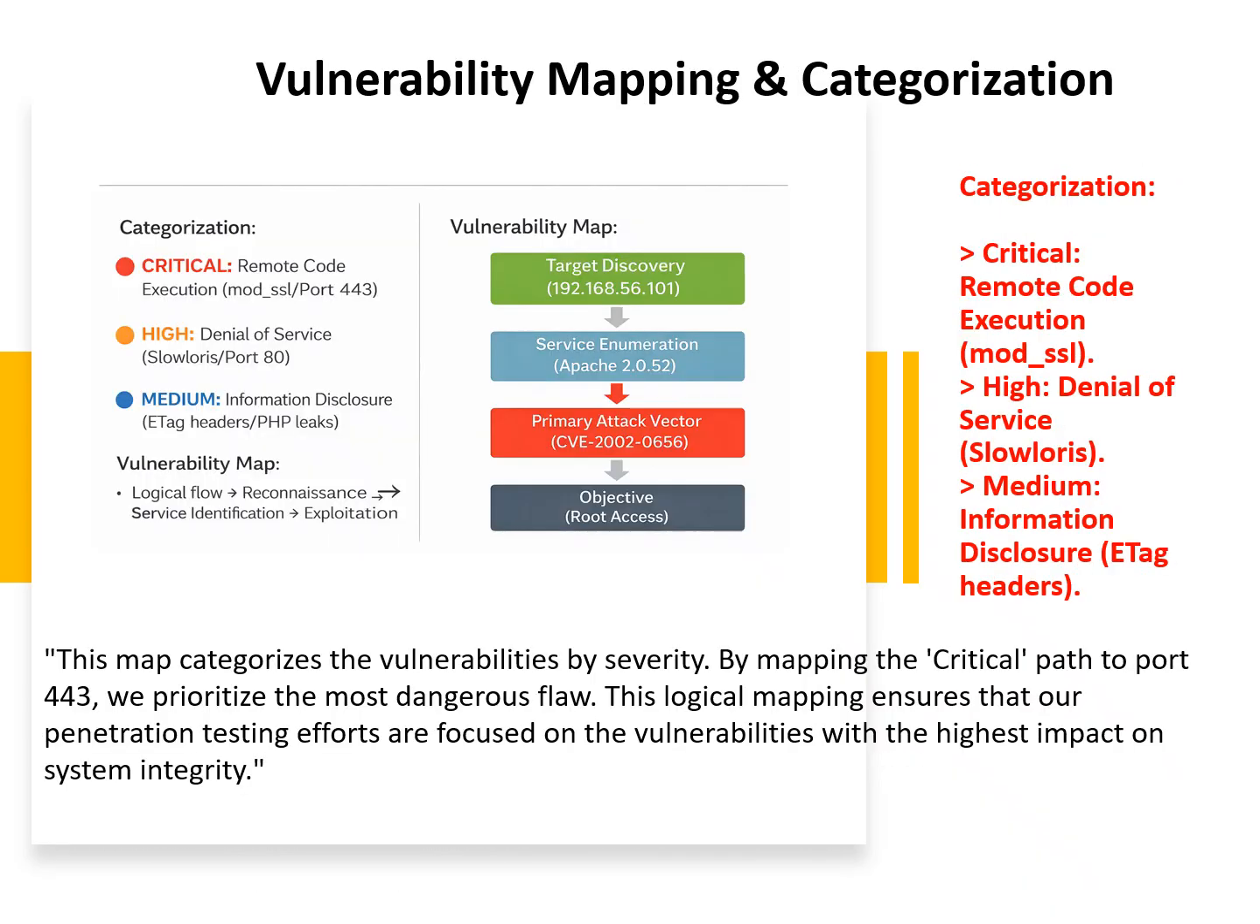This map categorizes the vulnerabilities by severity. By mapping the critical path to port 443, we prioritize the most dangerous flaw. This logical mapping ensures that our penetration testing efforts are focused on the vulnerabilities with the highest impact on system integrity.